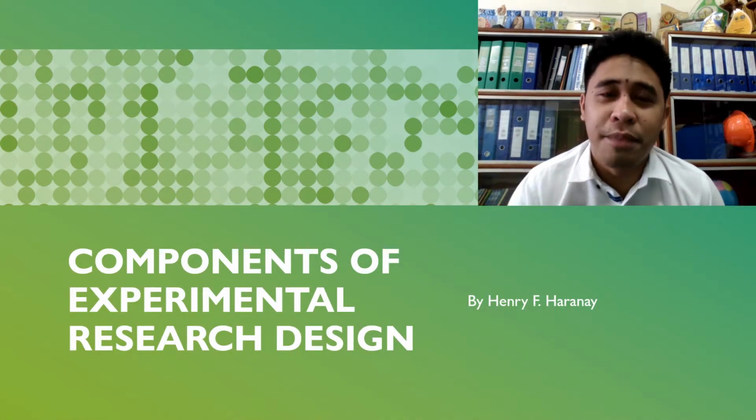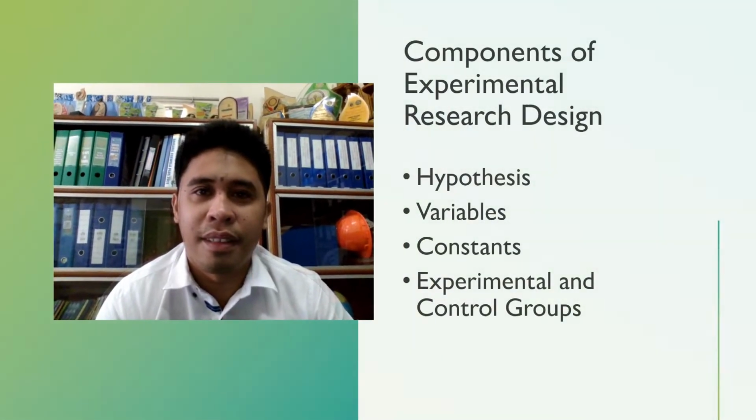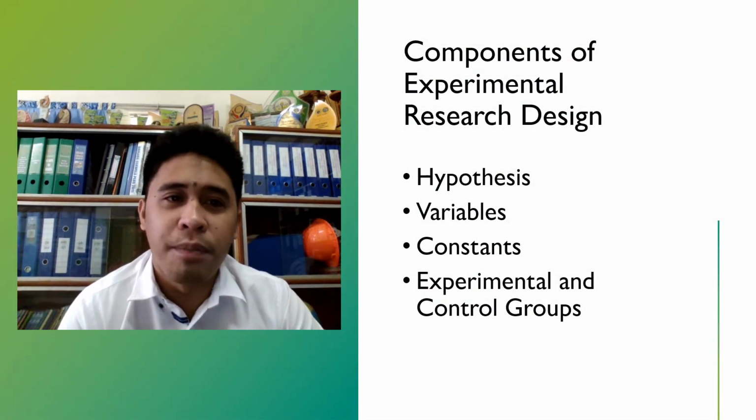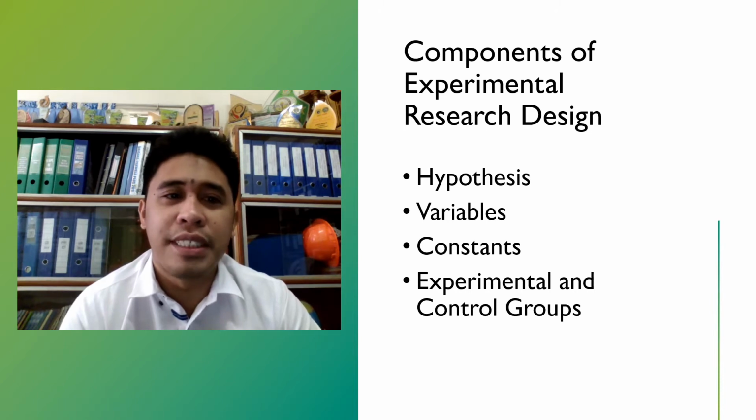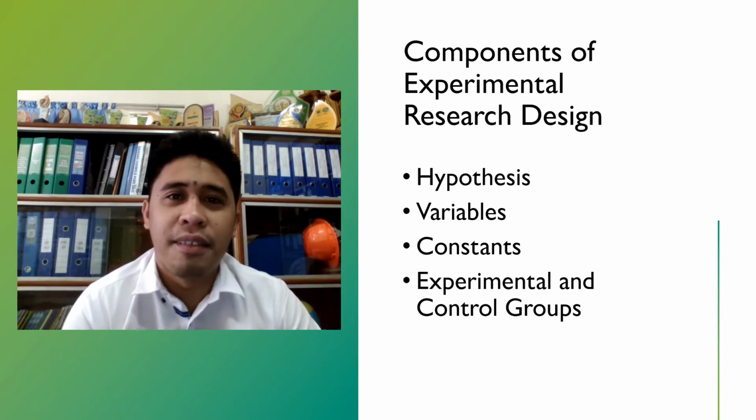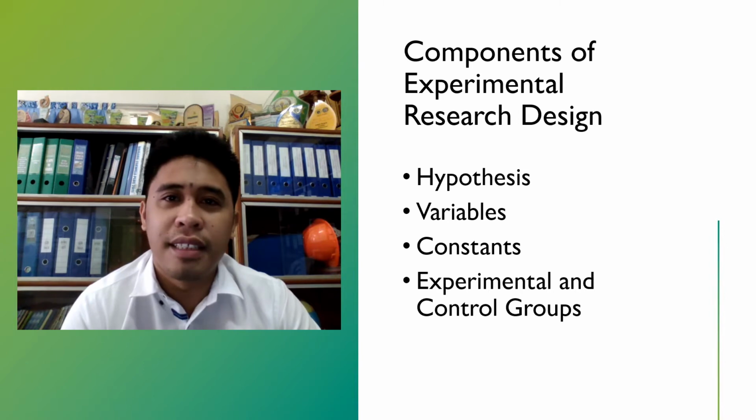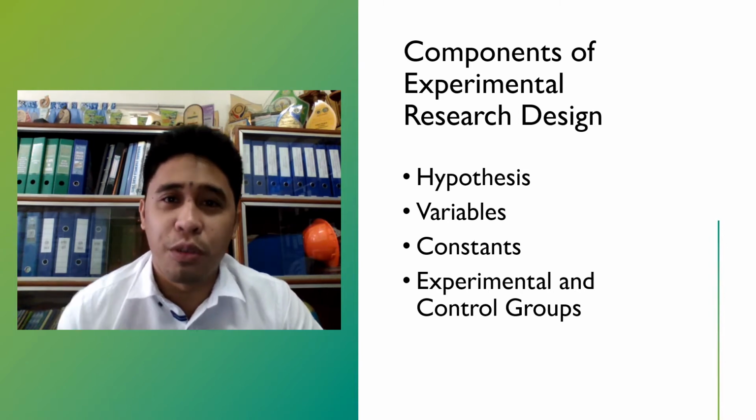Let's talk about the components of an experimental research design. There are four components of experimental research design: hypothesis, variables, constants, experimental, and control groups.